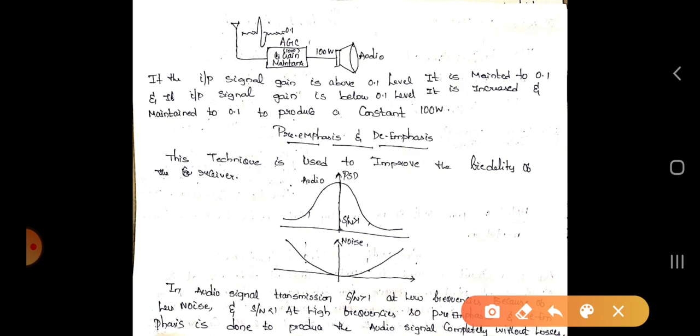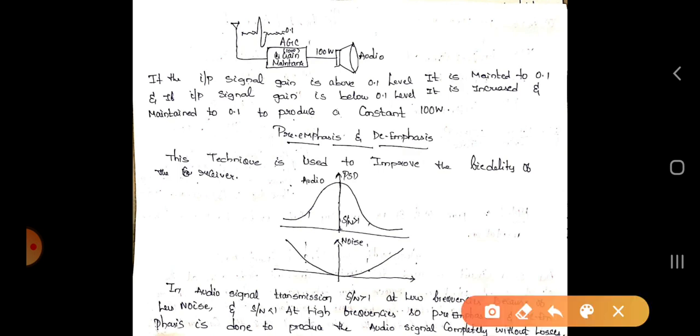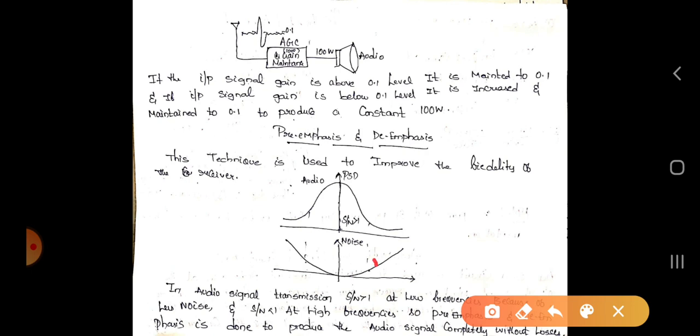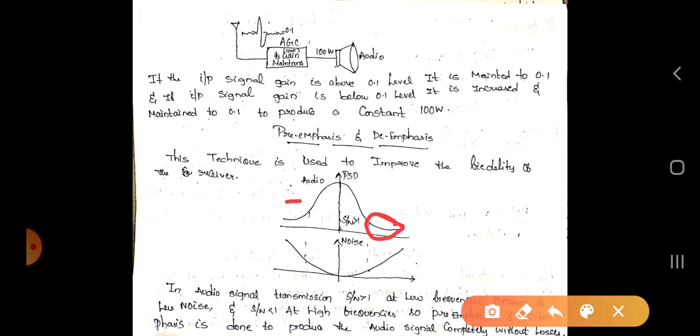Similarly, if you see the noise figure, at low frequencies noise will be low, and at high frequencies noise is very high. So we will use the pre-emphasis and de-emphasis technique. In audio signal transmission, the signal to noise ratio is greater than 1 at low frequencies. I am just repeating it. And at high frequencies the signal to noise ratio is low because of the high noise.